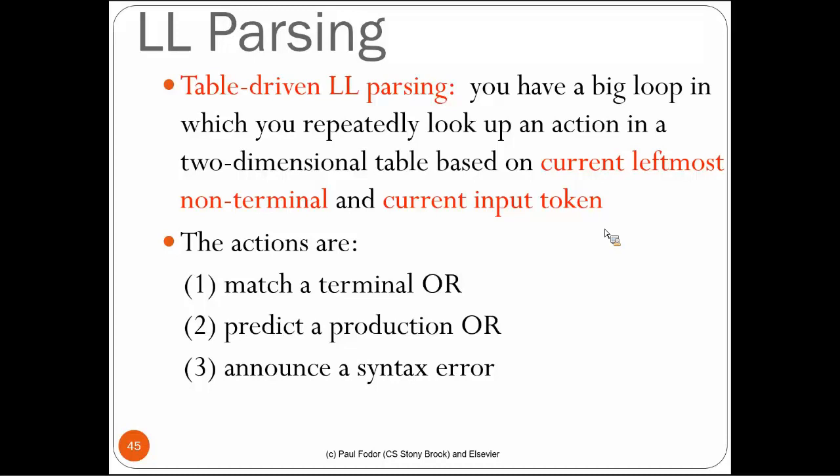We can basically find that the current input token is a terminal that is actually used in the parsing. Or we predict a production. So basically we transform the non-terminal based on what is the input into the right-hand side of a production rule, and we insert it in the stack. Or we announce a syntax error. Basically, given the current non-terminal and the input token, we cannot match it. We basically are not expecting that input token in the program, in the parse at this time.